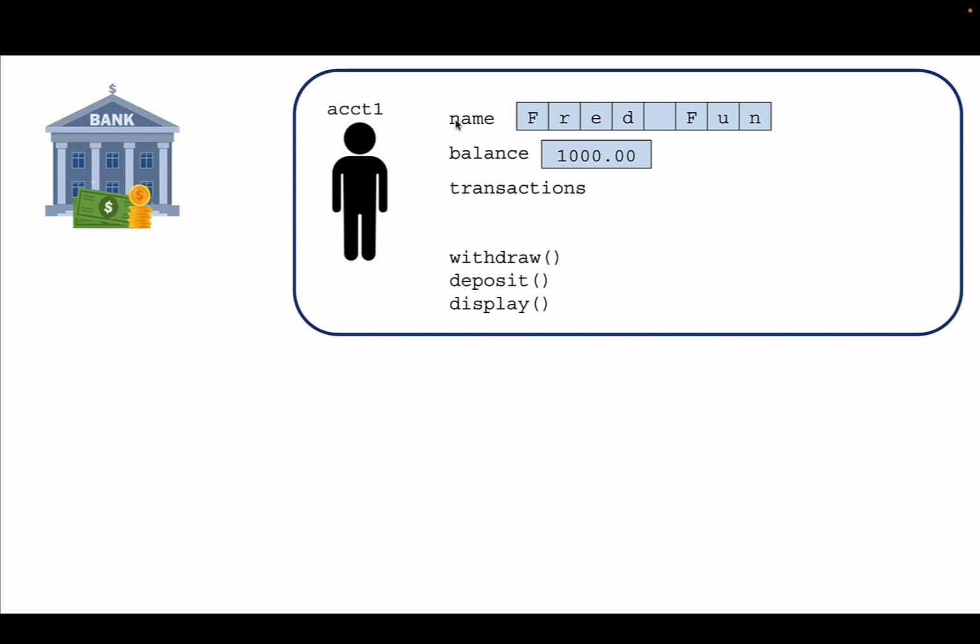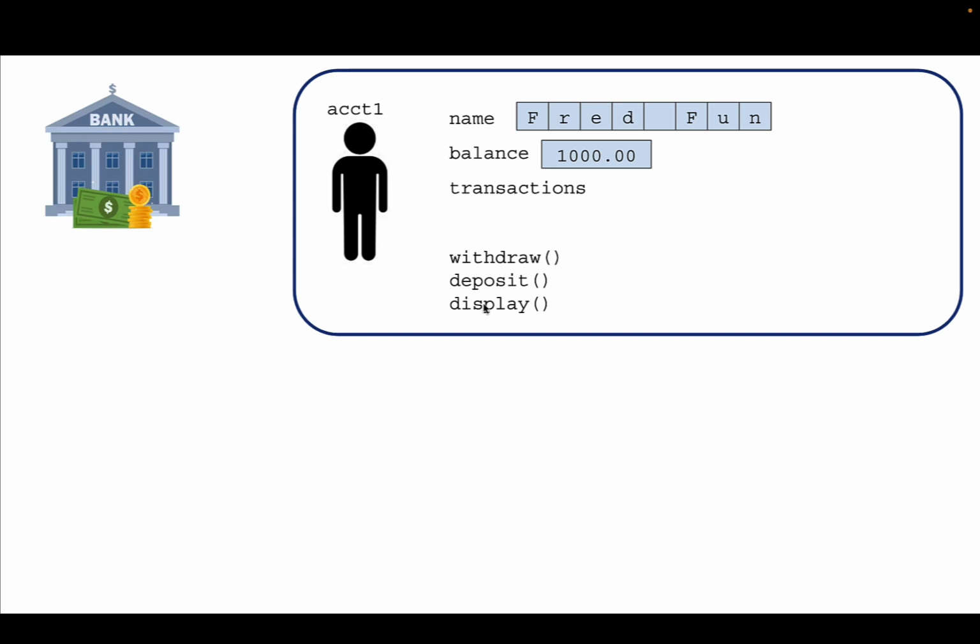Okay, so this is an object and it was created from that bank account class. It has a name, Fred Fun, and Fred Fun has a balance of $1,000. He doesn't have any transactions yet, but this object has a withdraw, deposit, and display method.